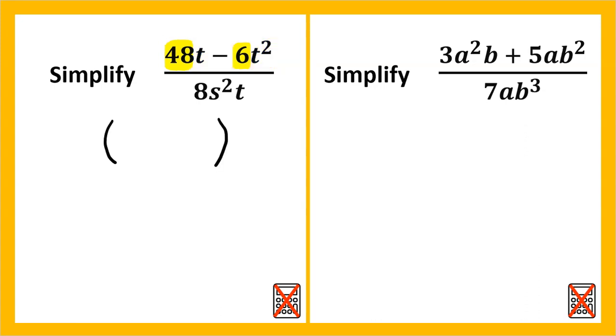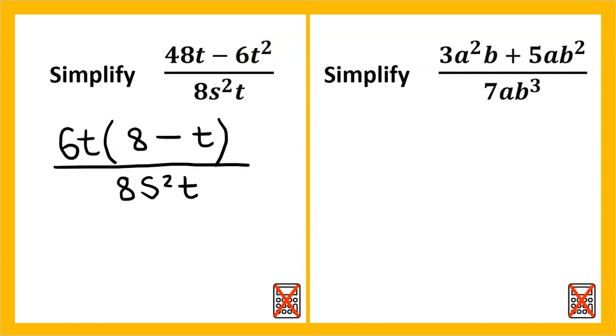48 and 6 both have a highest common factor of 6. We'll also be able to take a factor of t outside this single bracket. 6t multiplied by 8 will give me 48t, separated by a subtraction, and 6t multiplied by t will give me 6t squared. The denominator will remain the same.